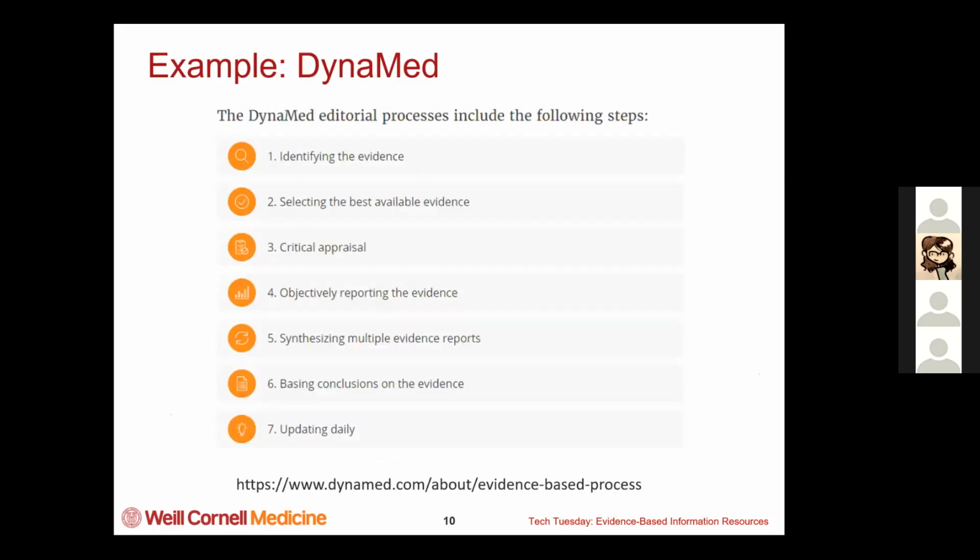An example of a resource that does a great job of making its process transparent and consistent is the point of care tool DynaMed. Every step of the DynaMed process, including its criteria for grading the strength of its recommendations, is consistently and systematically identified, selected, summarized, synthesized, and interpreted.